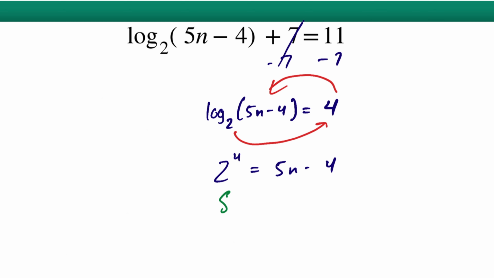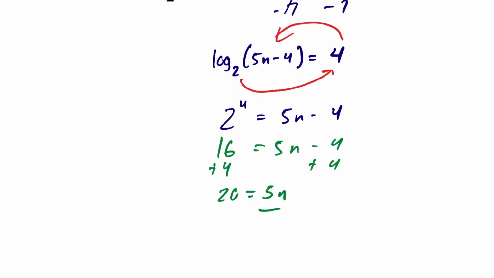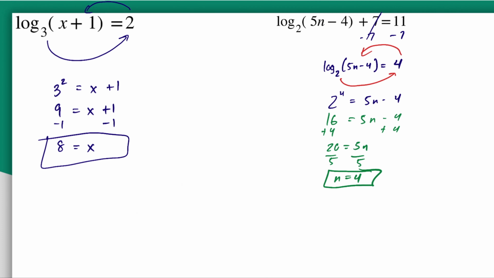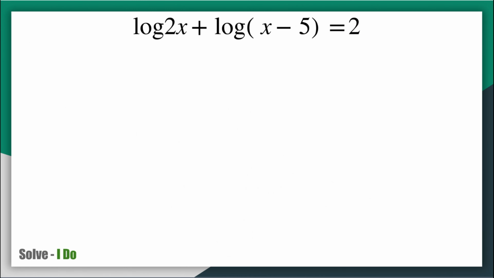So this becomes, not 8, it becomes 2 to the power 4 is 16. Add the 4, add the 4. You get 20 is equal to 5n. You divide by 5, and you get n is equal to 4. Not too bad, right? Now there's this last one here, and believe it or not, this will be it. Maybe I'll make it under 20. Now this last one here has a little bit more to it.